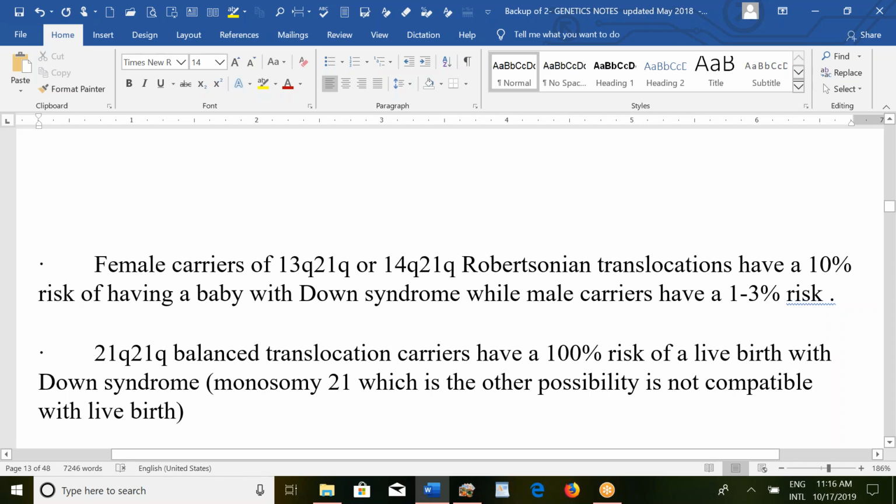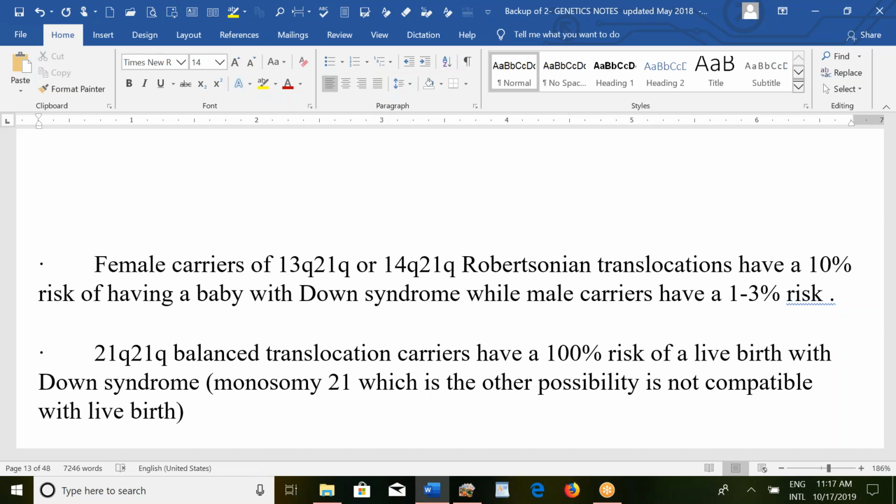Female carriers of 13q21q or 14q21q Robertsonian translocations have a 10% risk of having a baby with Down syndrome, while male carriers have a 1 to 3% risk. So 10% if the female is affected and 1 to 3% if the male is affected. And this is also a SPA question. If there is a balanced translocation in 21q, then the carriers have a 100% risk of a live birth with Down syndrome.